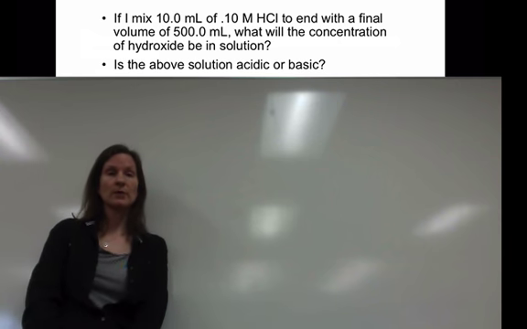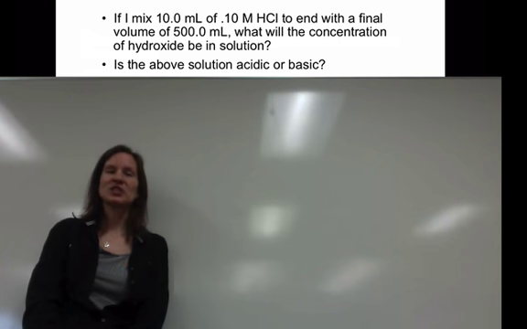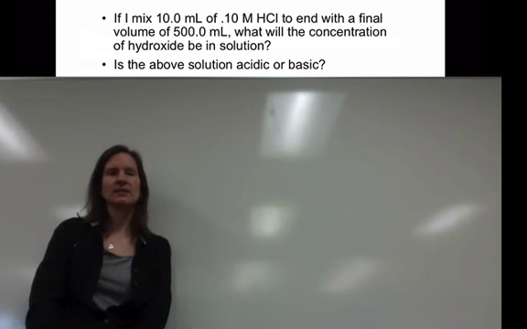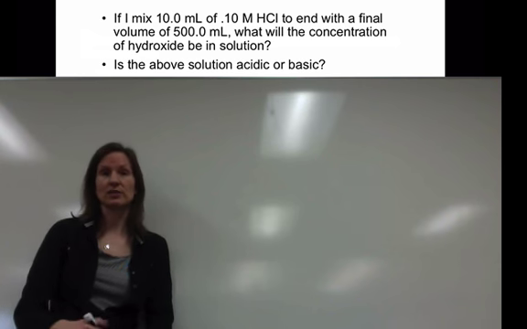One more problem to try with you guys. If you look at this, if I mix 10 mils of 0.1 molar HCl to end with a final volume of 500, what will be the concentration of hydroxide? If you look at this, there's more than just one number. So you can't just stick any number in for HCl. And if I look at it, okay, I mix 10 mils and I end with a final volume of 500 mils. Okay, that's a dilution. I'm taking a concentrated solution and I'm diluting it up to 500 mils. So in order to get my concentration of H+ that would allow me to calculate my concentration of hydroxide, I need to carry out a dilution first.